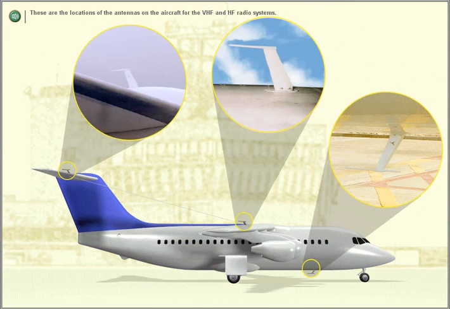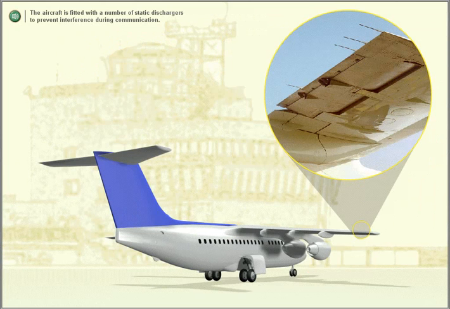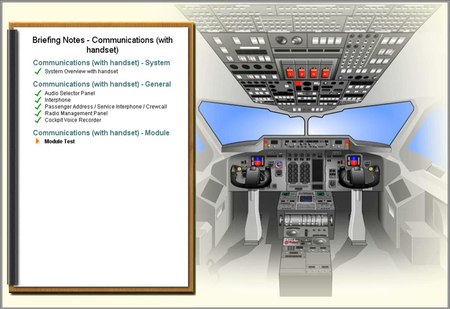These are the locations of the antennas on the aircraft for the VHF and HF radio systems. The aircraft is fitted with a number of static dischargers to prevent interference during communication. That completes the overview for communications. The next section will cover a general description of the communication system.